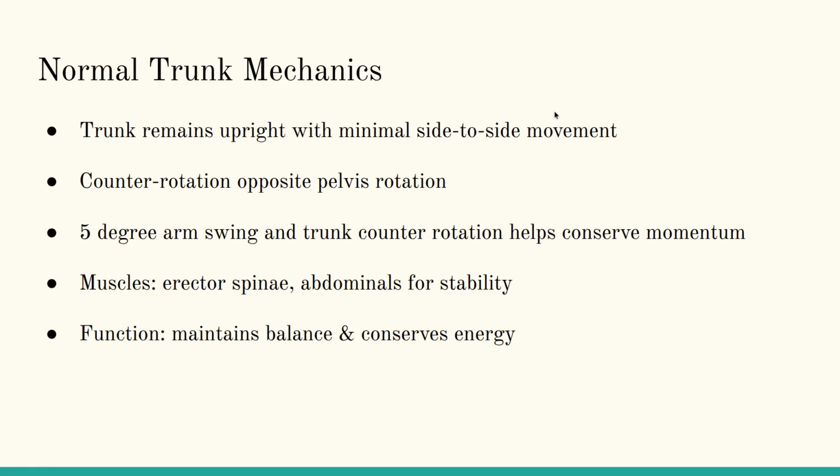The primary muscles involved are the erector spinae and the abdominal musculature. Their role is stability, not producing large motion. The trunk is a stabilizer first and a mover second.